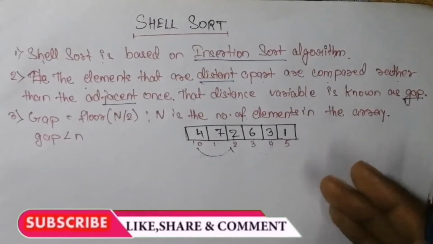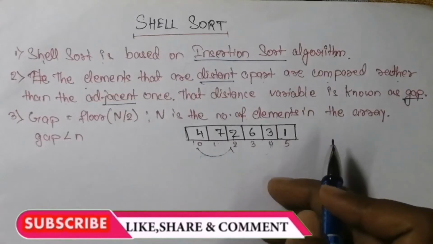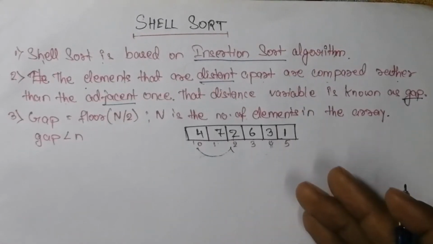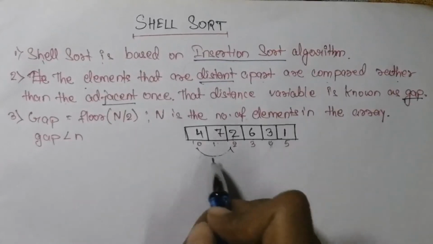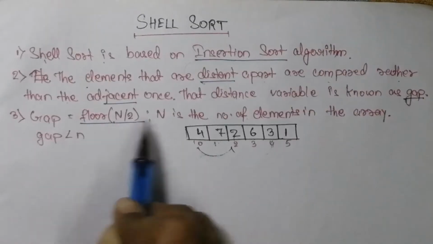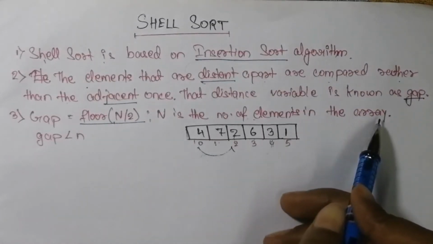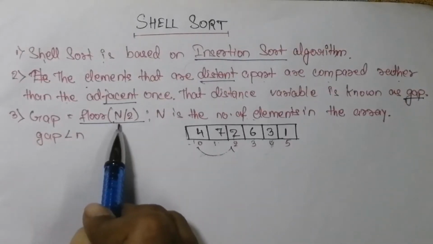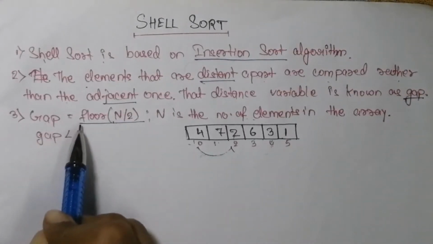And how will we find out the value of that gap variable? It will vary from one program to another. You can take the gap variable as any number, but here we will take gap as floor of n by 2. N is the number of elements in the array. So here there are 6 elements, right? So 6 by 2 equals 3. So gap equals 3.